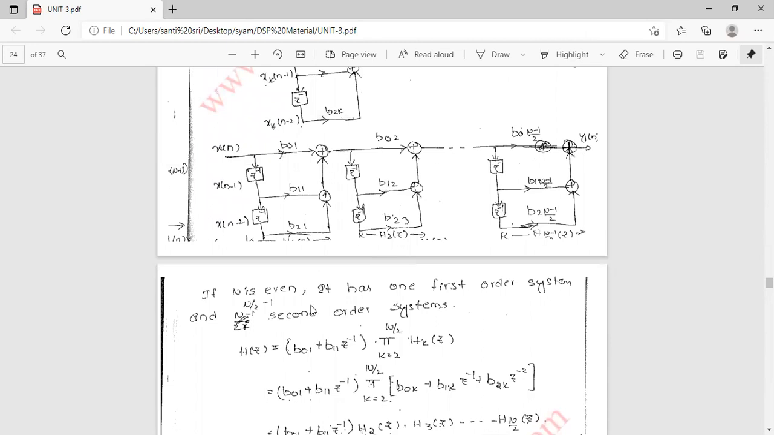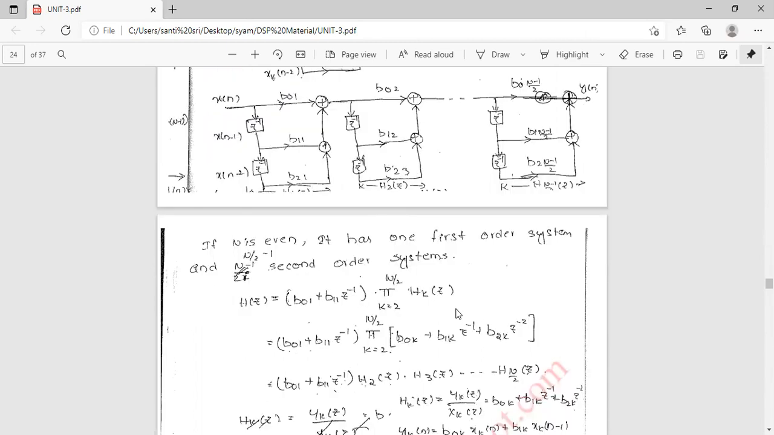Above is the structure for n odd. If n is even, it has one first order system and (n by 2 minus 1) second order systems. So H(z) is equal to b01 plus b11 z power minus 1, into the product for k equal to 2 to n by 2 of Hk(z). So it can be written like this: b01 plus b11 z power minus 1, into the product for k equal to 2 to n by 2 of b0k plus b1k z power minus 1. This is a second order system. This is a first order system. So one first order system and (n by 2 minus 1) second order systems.